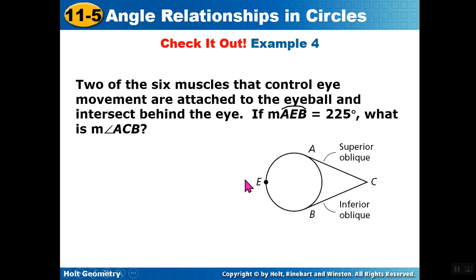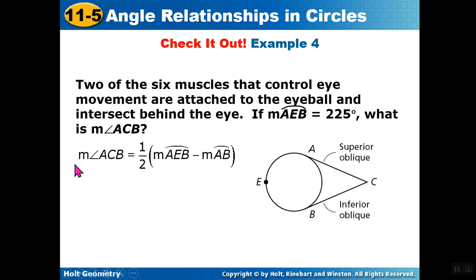Here, what do we have to do? We must find the measure of angle ACB. Measure of angle C is equal to half of the big arc, measure of arc AEB, minus the measure of arc AB. Now we don't know the measure of arc AB, but we know that AEB and AB form a full circle. This all is 360. We know the measure of AEB, which is 225. So how much is the measure of this one? We will subtract this from 360.